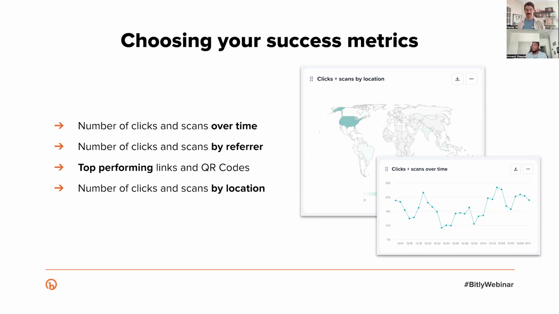So you have to understand what is really working and what is not working, so that you're able to optimize and really get the best campaigns, whether that be for links or QR codes. Now, the last one, but certainly not the least, and I think one of the most interesting ones, is the number of clicks and scans by location.